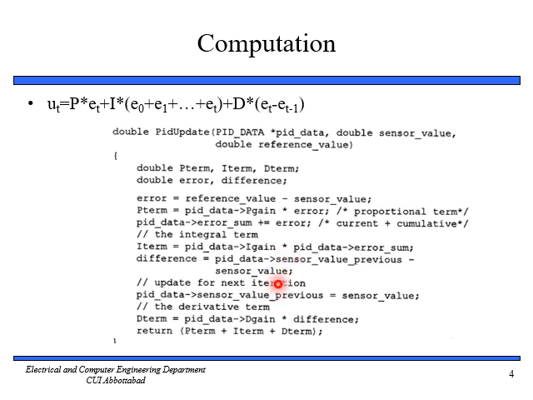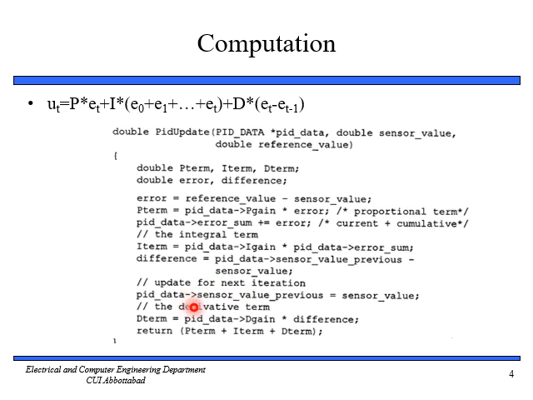So we are going to find out the difference between two sensor values so that we can get the error. So we will get this difference. We are going to find this out every time. For the update for the next iteration, we are going to put PID data sensor value previous is equal to sensor value. This is how we first find out the difference, because next time this will become e of t minus 1, and e of t minus 2. So we are going to update this PID sensor value is equal to previous.